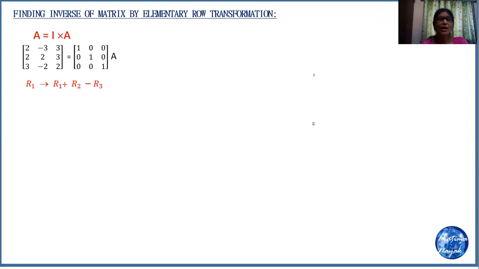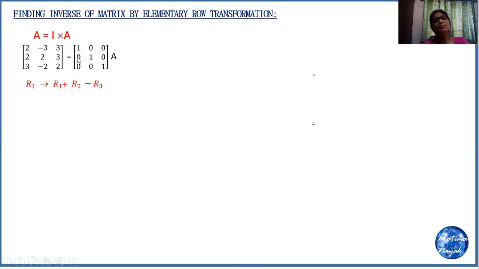R1 is equal to R1 plus R2 minus R3. That means 2 plus 2, 4, minus 3 will be 1. At the same time, the whole of R1's elements will be changed according to this pattern. That means minus 3 plus 2 minus minus 2 will be 1, next is 3 plus 3, 6, minus 2 will be 4.